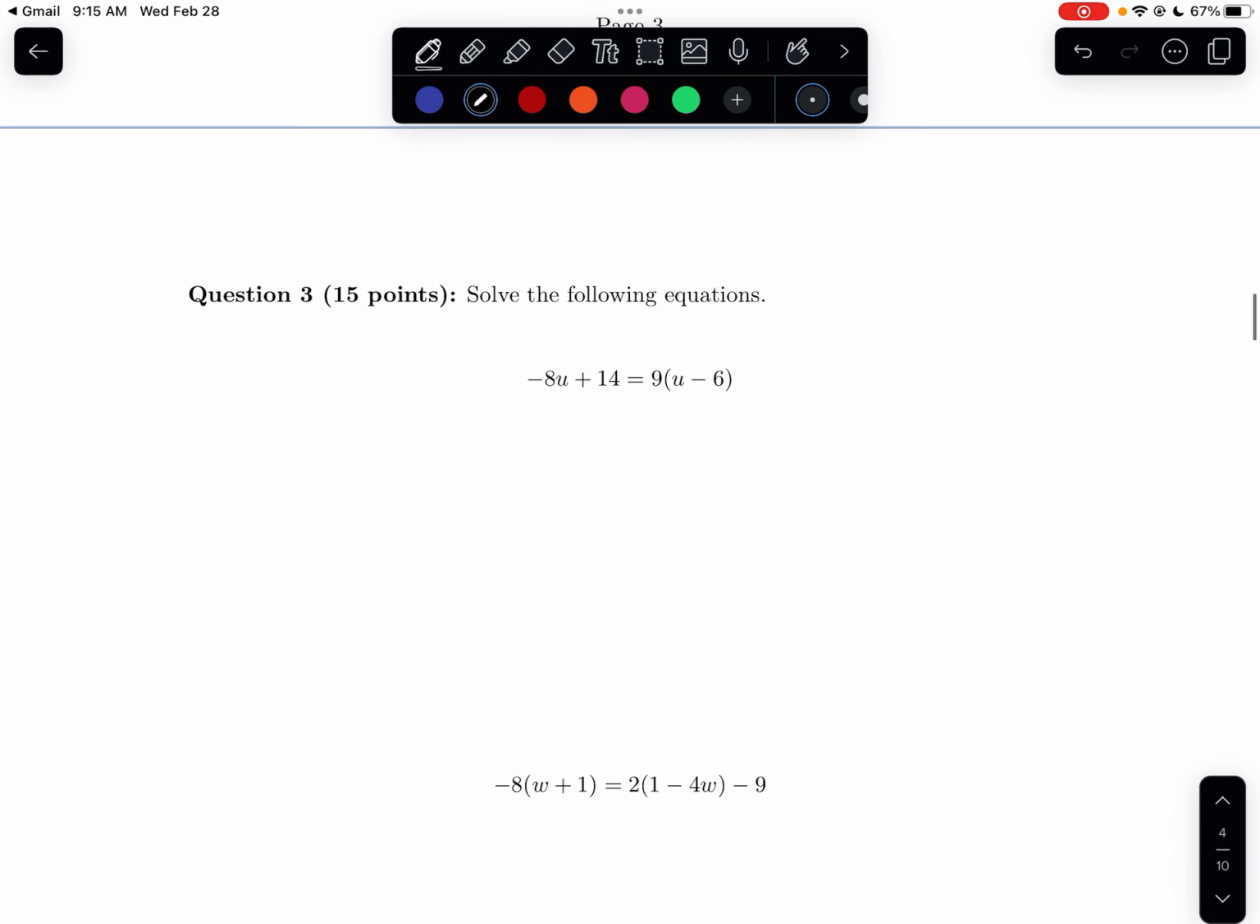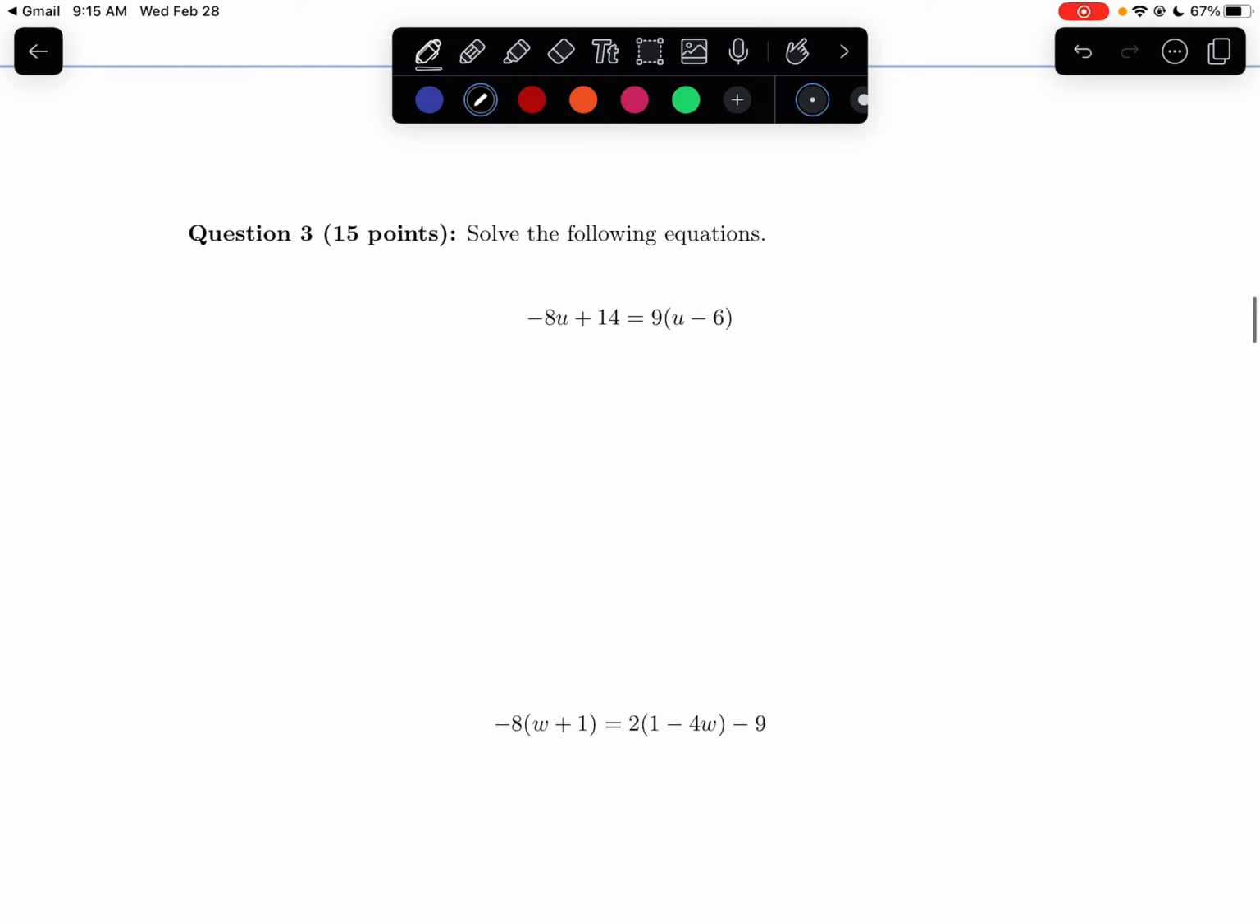Okay, so now for this next one, we want to solve the following equations. So here we have negative 8u plus 14 is equal to 9 times u minus 6. Okay. So to start with, we want to see if we can simplify both sides as much as we can. So let's go ahead and multiply out the 9 to the u minus 6. So that's going to give us negative 8u plus 14 is equal to 9u minus 54.